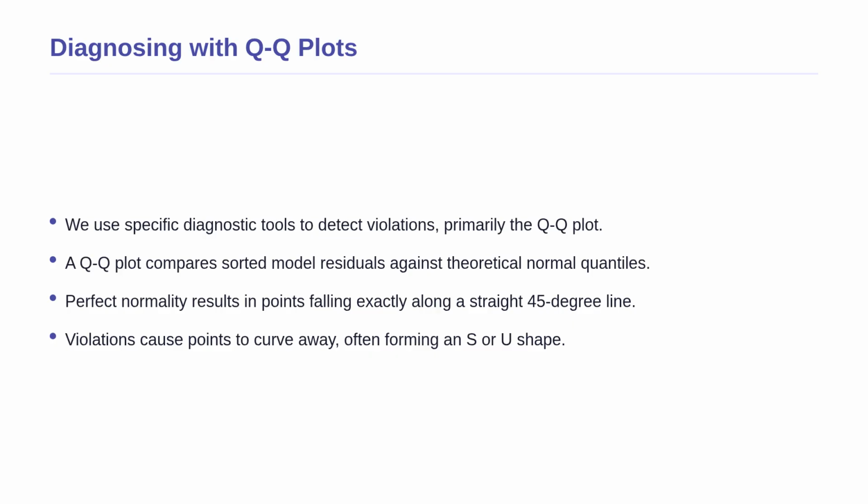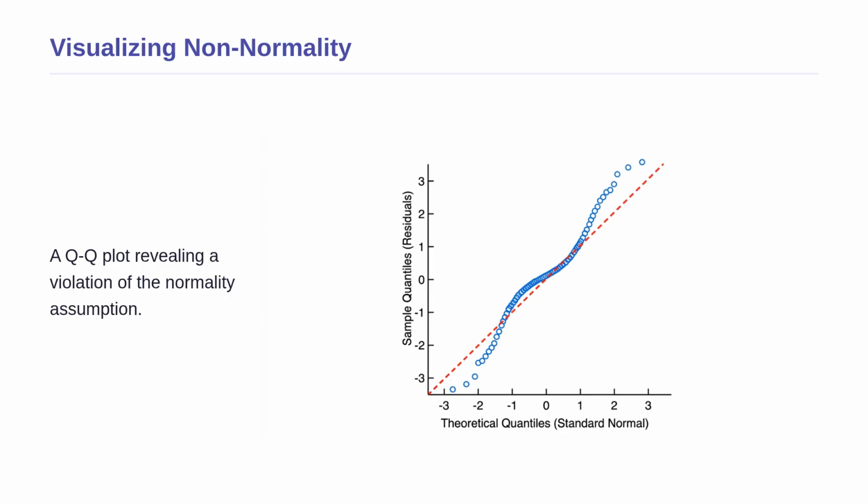If the normality assumption holds perfectly true, all the points on the QQ plot will fall exactly along a straight 45-degree diagonal line. However, if the assumption is violated, the points will curve away from the straight line, often forming an S shape or a U shape. Let us see this visual diagnostic in action.